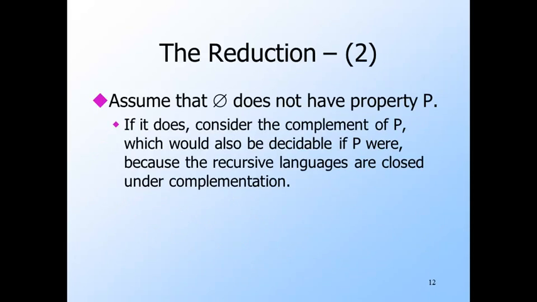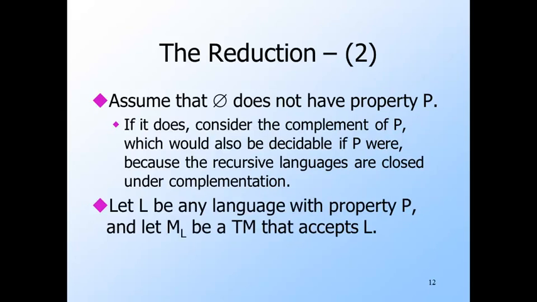Surely the empty language then has property Q, but if we could prove that Q were undecidable, then P also must be undecidable. That is, if LP were a recursive language, then so would be LQ, since the class of recursive languages is closed under complementation. So let L be any language with property P. We know L exists because P is not trivial. Also, let M sub L be the Turing machine that accepts L.